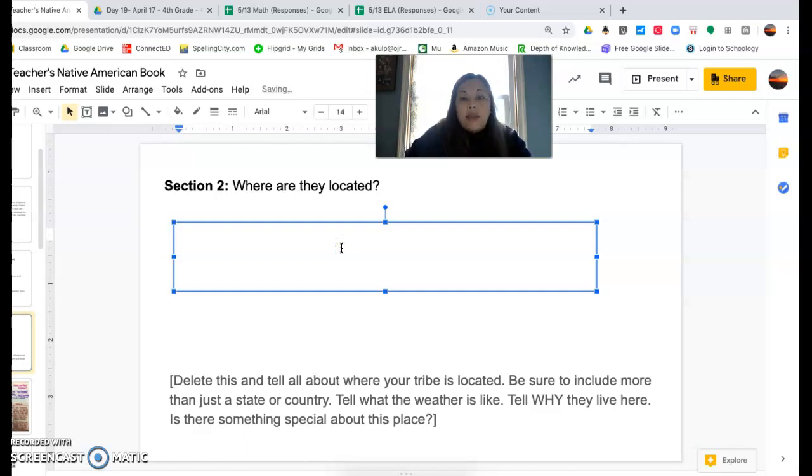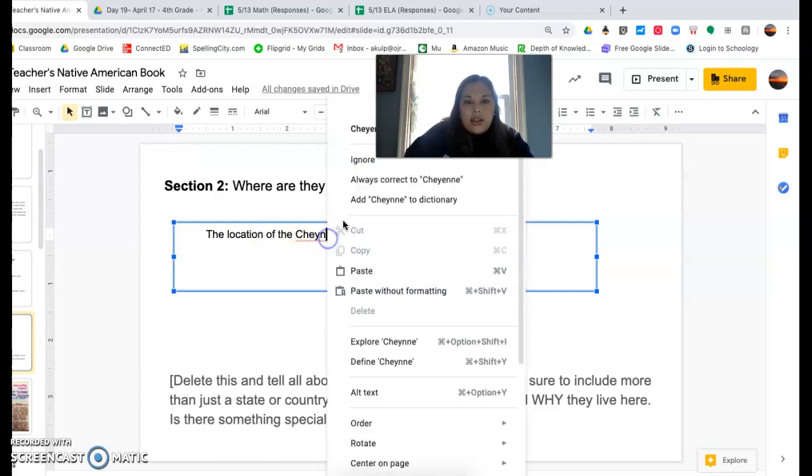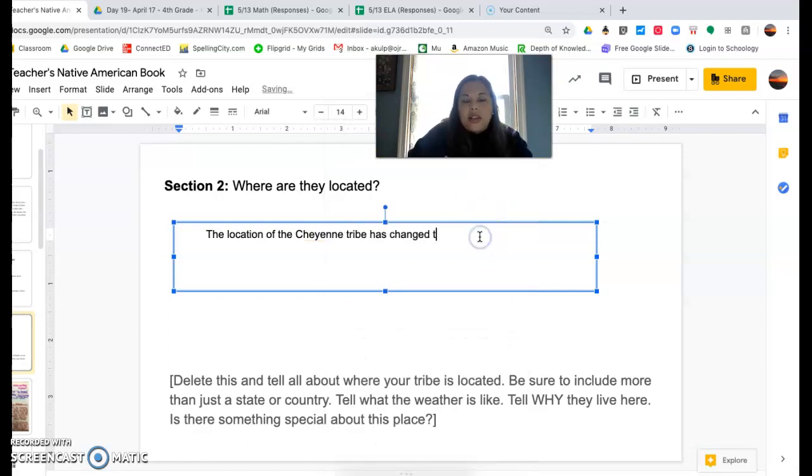Paragraphs, I'm going to use that tab key to indent, and my topic sentence. The location of the Cheyenne tribe has changed often or many times, because that's what I'm about to teach my audience, the readers, about. Changed many times throughout history.